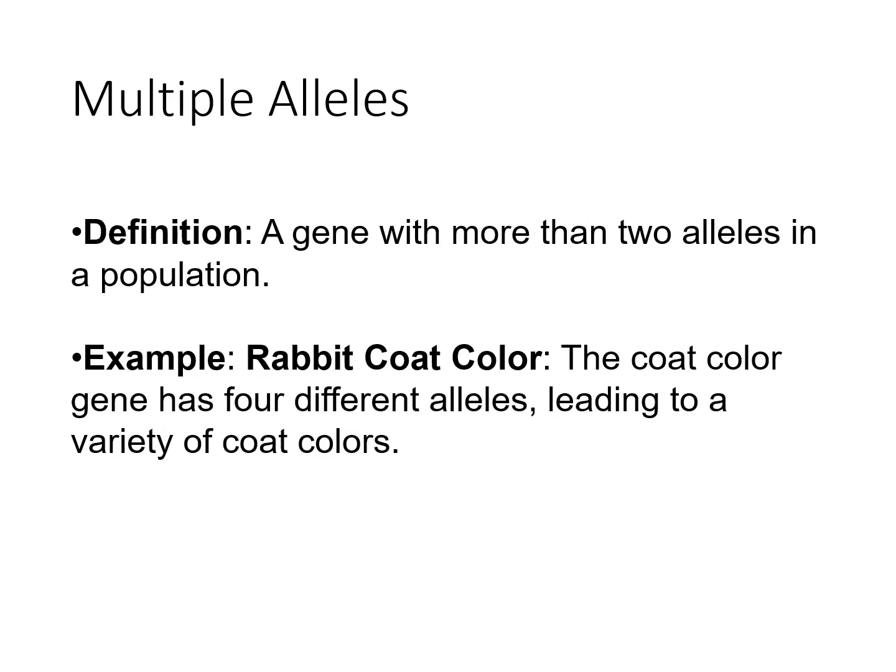Multiple alleles means that a single gene has more than two possible versions, or alleles, within a population. A classic example is rabbit coat color. The coat color gene has 4 different alleles, which results in a wide variety of coat colors in rabbits. Even though an individual rabbit can only inherit 2 alleles, the presence of multiple options in the population increases genetic diversity.